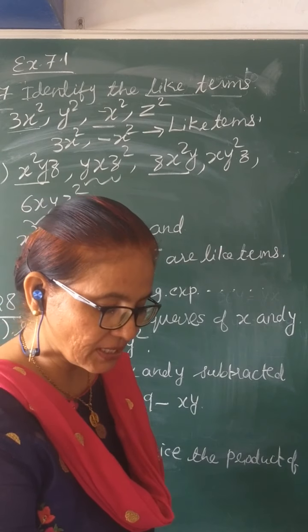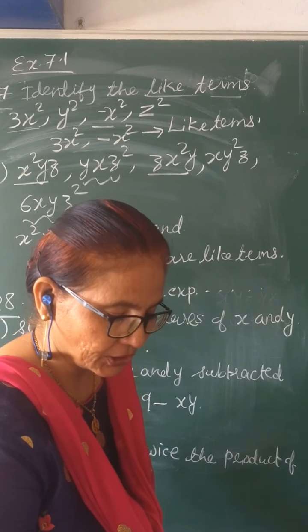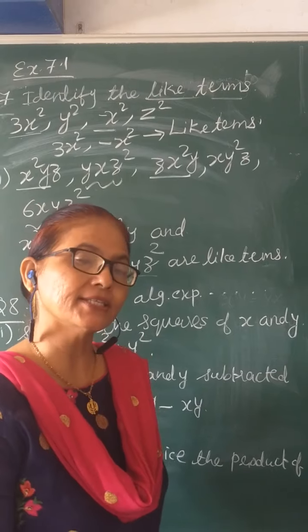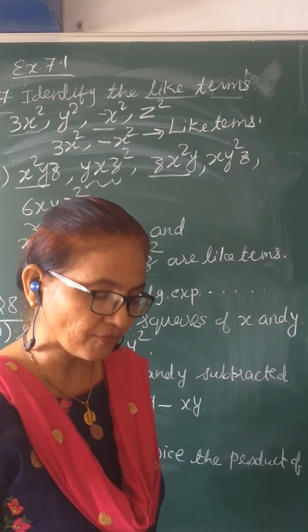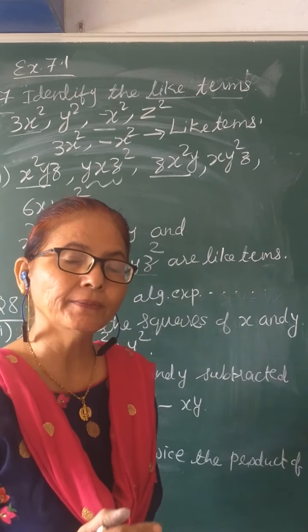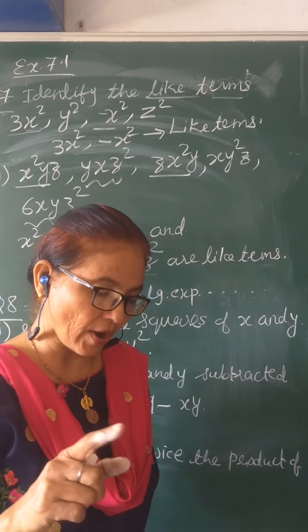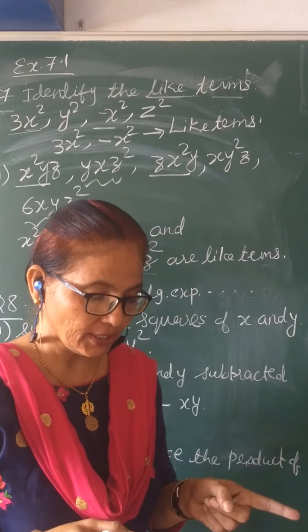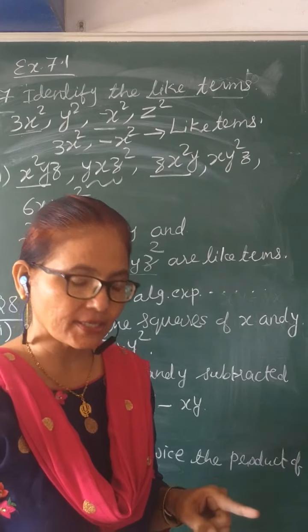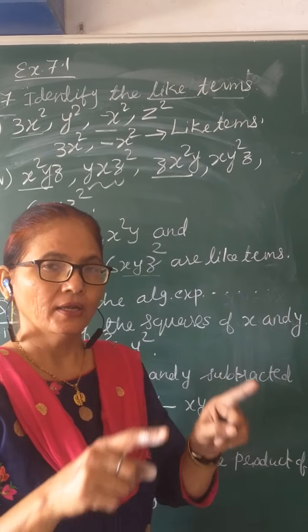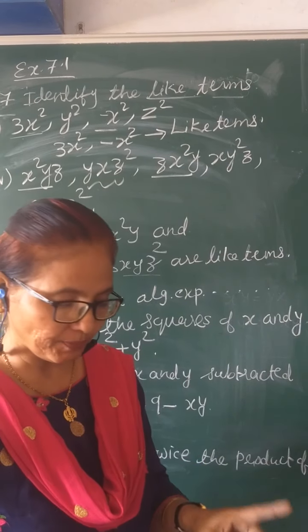You can see the fifth example. 6 added to the difference of x and 2y. Difference means subtract. So x minus 2y you have to take in a bracket, plus 6. You have to add 6. So x minus 2y will be in the bracket, then you will write plus 6.